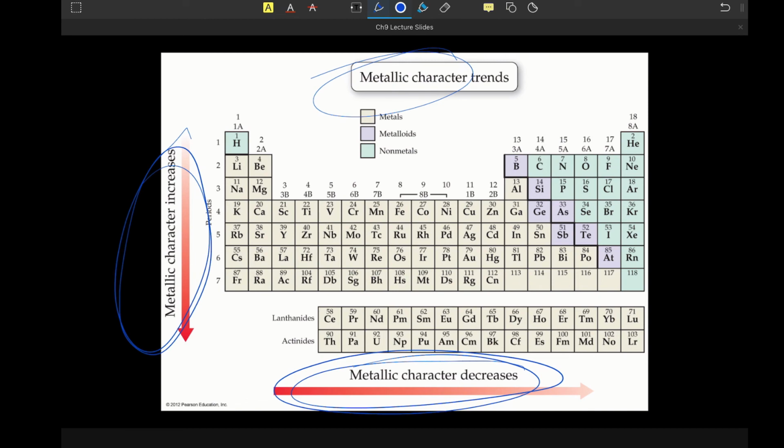Which is why nonmetals are located over here. They're located over here. Those are our nonmetals. So, does that make sense? So in terms of identifying a most metallic element, the most metallic element most readily loses its electrons.